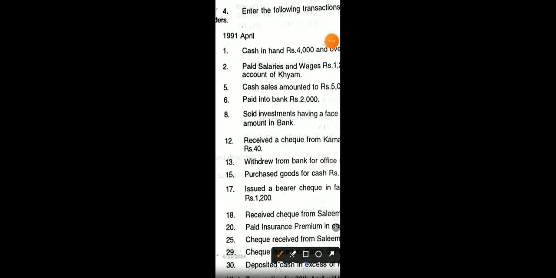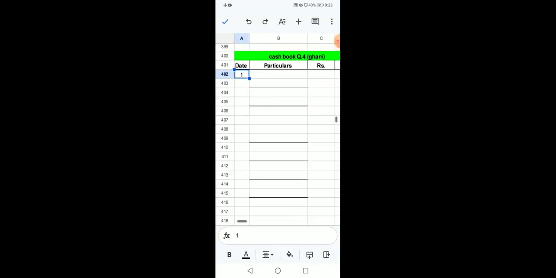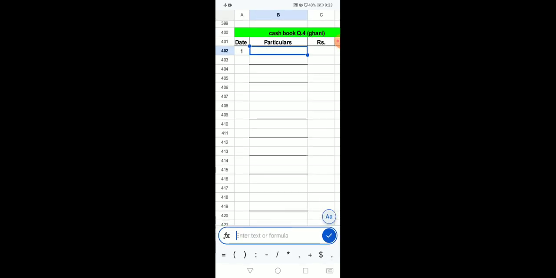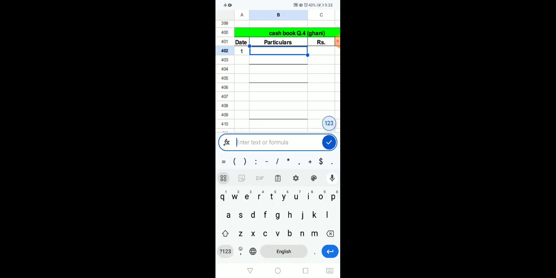First entry is saying cash in hand. That means you have cash. Cash is not going out, cash is not coming in. You are not paying this cash to anyone. You are not receiving cash from anyone. Cash in hand is your asset. It is in favorable position. And when cash in hand as an asset is in favorable position, it should be written on debit side. So you will mention cash on debit side.